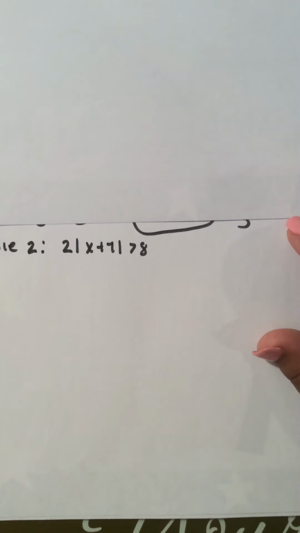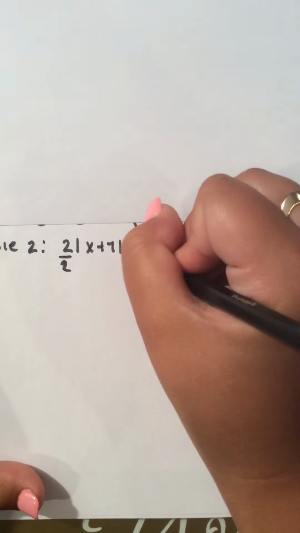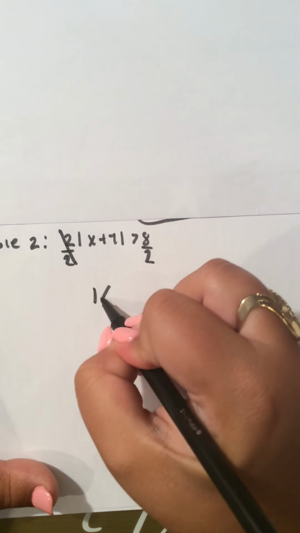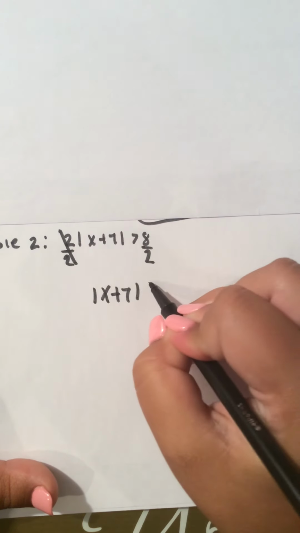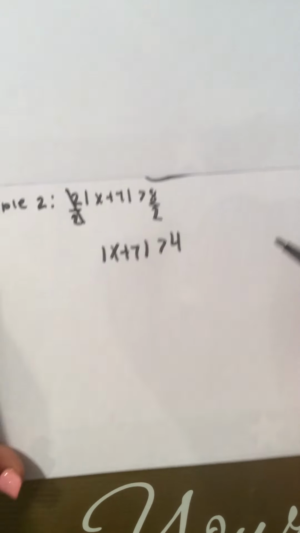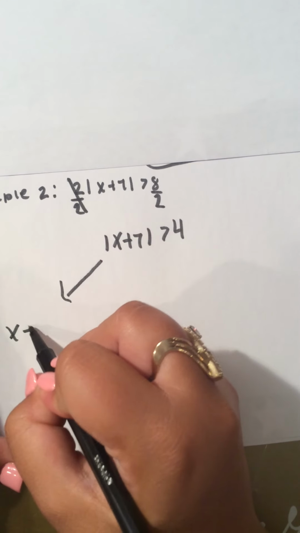So let's do example 2. We have 2 times the absolute value of x plus 7 is greater than 8. I need that absolute value by itself. So that 2 is actually being multiplied, so I'm going to divide by 2 right off the bat. The 2's cancel out right here, and I have the absolute value of x plus 7 is greater than 4. Here's where you split it up. So you're going to drop that absolute value.